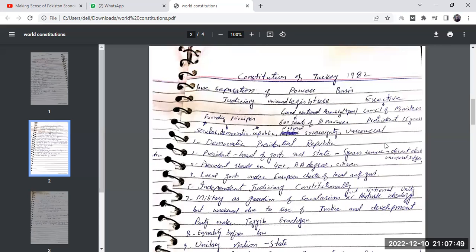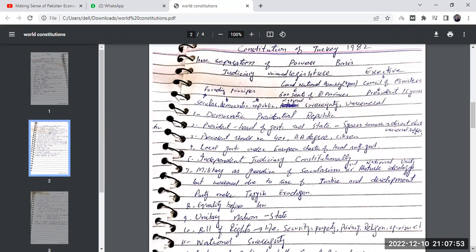And unicameralism, as you know, means one house, which is the Grand National Assembly. It is a democratic presidential republic, and the president is head of government and head of state. You can say the constitution of Turkey is presidential in nature. It is not semi-presidential. It is purely presidential. The president is head of state and head of government, elected for 5 years, directly by universal suffrage.